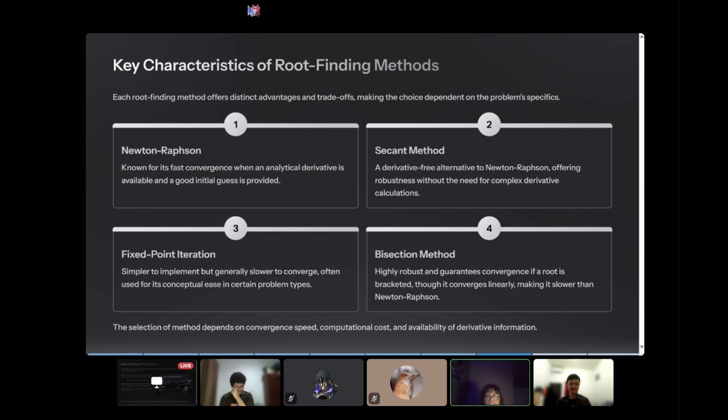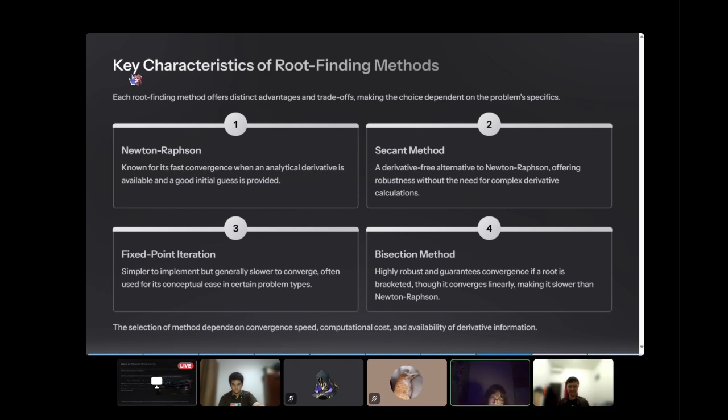Characteristics of root finding methods. Each root finding method offers distinct advantages and trade-offs, making the choice dependent on the problem's specifics. One, Newton-Raphson. Known for its fast convergence when an analytic derivative is available and a good initial guess is provided. Two, secant method. A derivative-free alternative to Newton-Raphson, offering robustness without the need for complex derivative calculations.